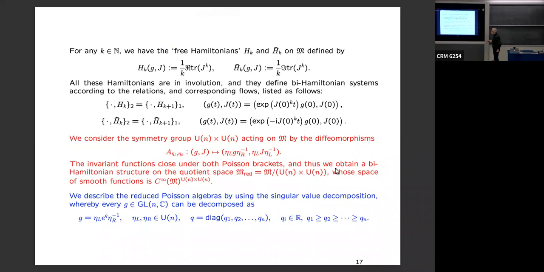And then there is a natural family of free Hamiltonians. I call them free Hamiltonians, whose shadows give the commuting Hamiltonians of the integrable system. So just the real part of the trace of J and the imaginary part. Those functions Poisson commute with respect to both Poisson structures, and you can also write their flows. And the real part of the trace functions satisfy this Bi-Hamiltonian relation.